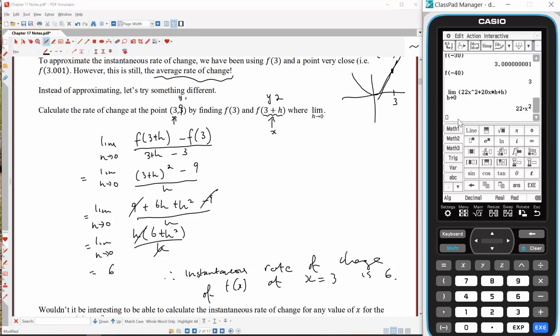Right, now I'm just going to use the approximation method and see if that's the case. So f of x is my function x squared, and I'm going to use shift divide, f of 3.0001 take away f of 3 over 0.0001.